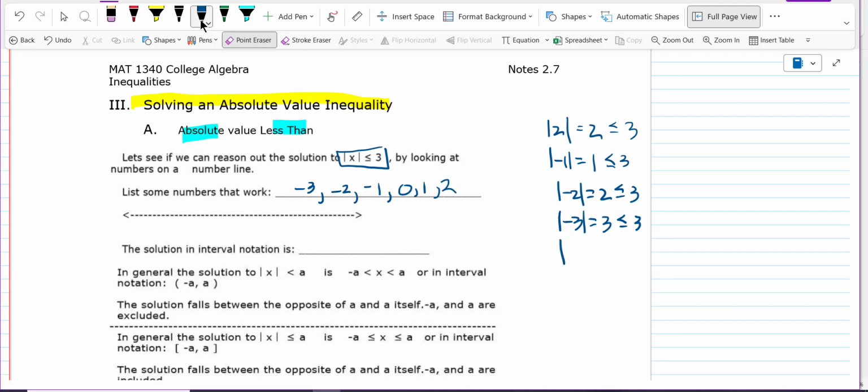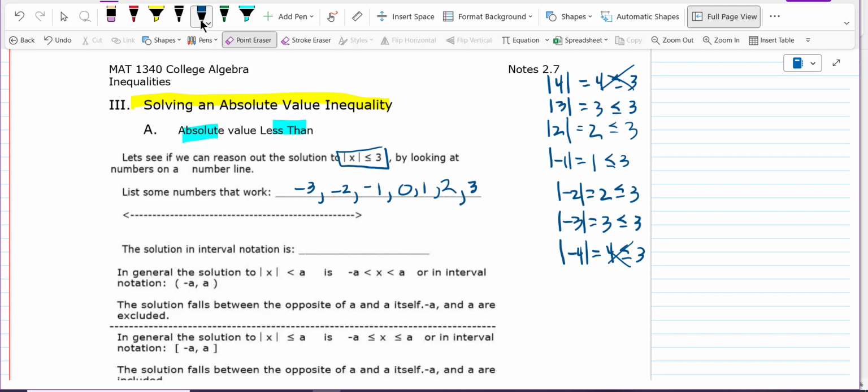Now, if you move on to -4, the absolute value of -4 is 4, then it quits working, doesn't it? And one other number that would work would be 3. If I did the absolute value of 3, that certainly works because 3 is equal to 3. But notice once you get bigger than 3, that quits working. So you fall apart once you get bigger than 3 and smaller than -3.